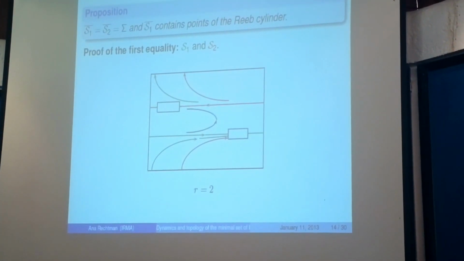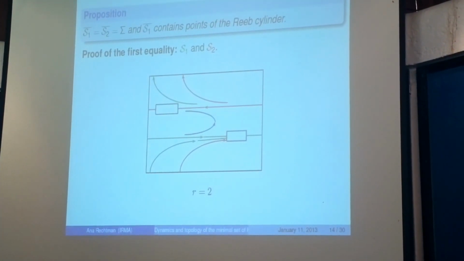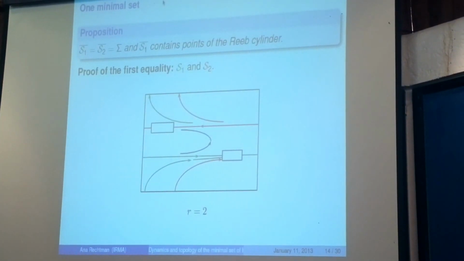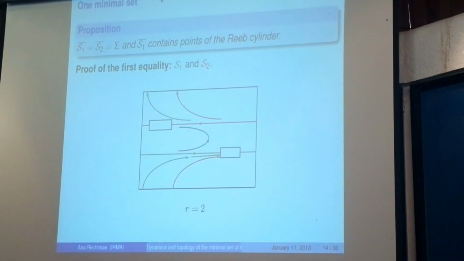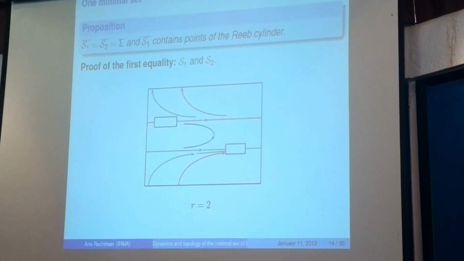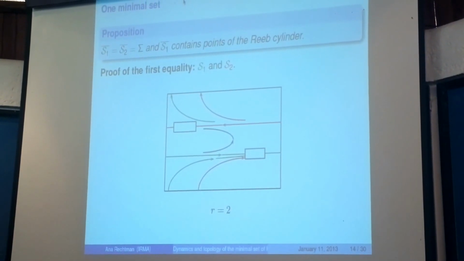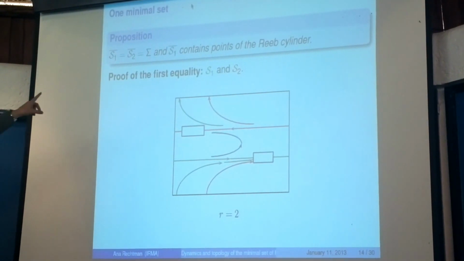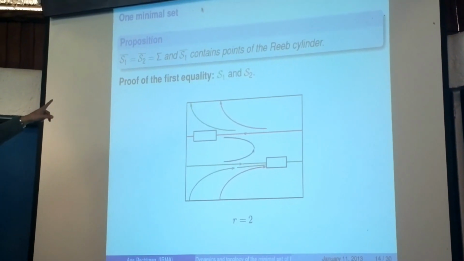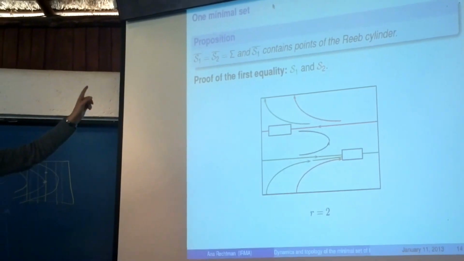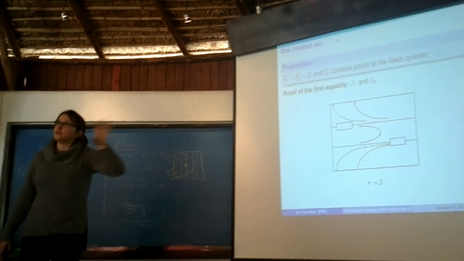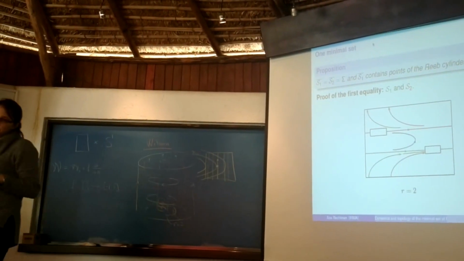special orbit, it's equal to the closure of the second special orbit. I will prove that. I will not prove that this is the only minimal set, because I need much more information to tell you that. And I will also prove that this closure contains points of the Reeb cylinder, that was between the two periodic orbits.